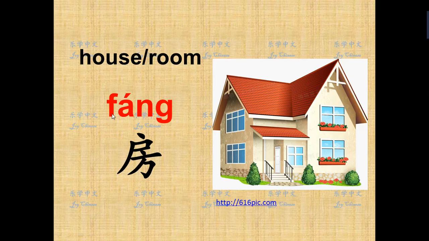Next one, fu, ang, fang, means house, a room. For a big house, it's 房子. For a room or apartment room, we say 房间. Both of them use this character 房.